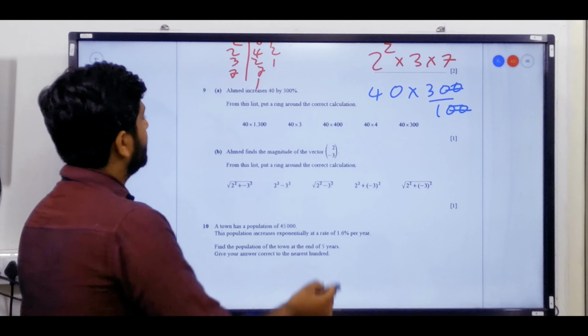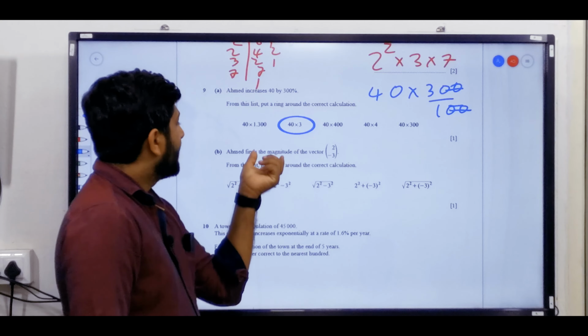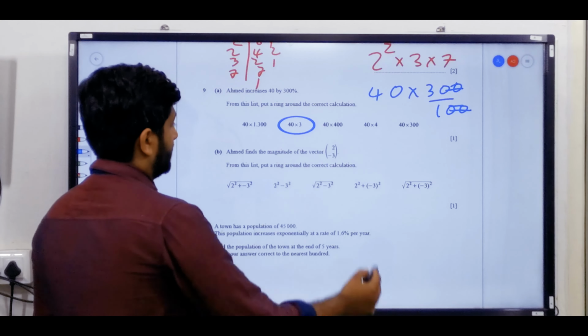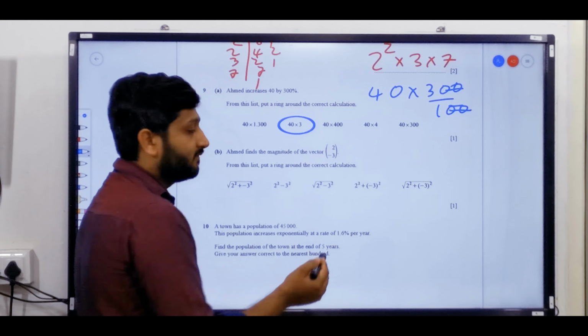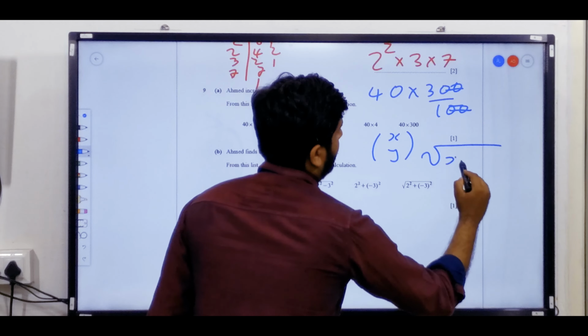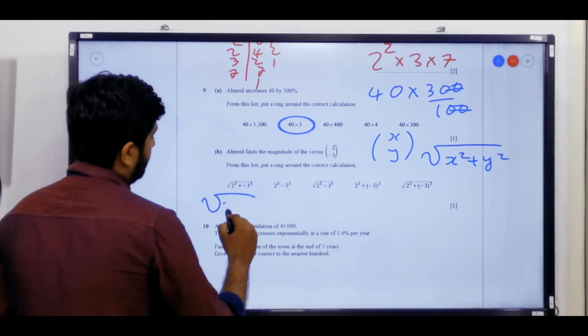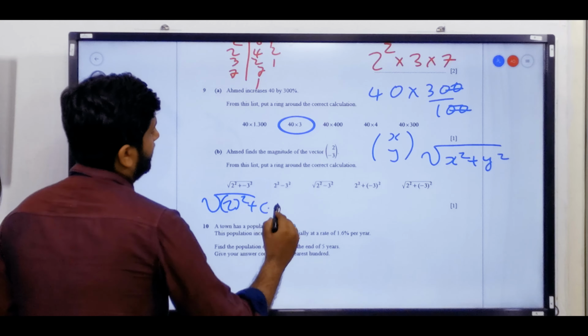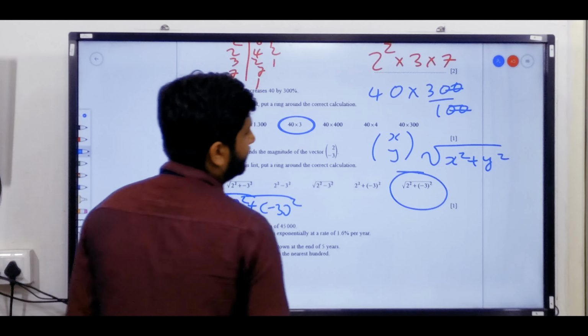So 40 into 3. This is my correct answer. Ahmad finds the magnitude of the vector. Put a ring around this. Magnitude. What is magnitude of a vector? We can find magnitude of a vector as under root x square plus y square. So our answer should be under root 2 square plus minus 3 square. Can I see an answer here? Yes, this is my answer.